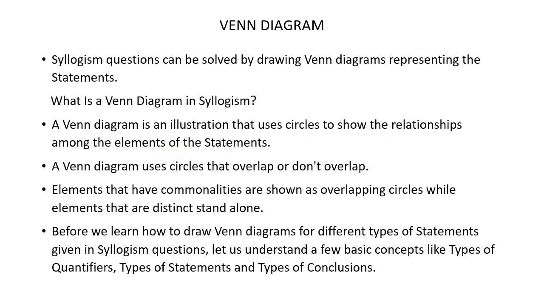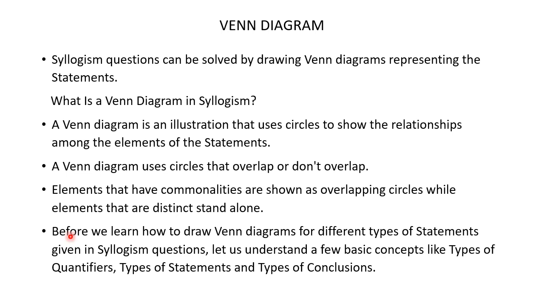A Venn diagram uses circles that either overlap or don't overlap. Elements that have something in common are shown as overlapping circles, while elements that have nothing in common between them and are distinct stand alone and they don't overlap.